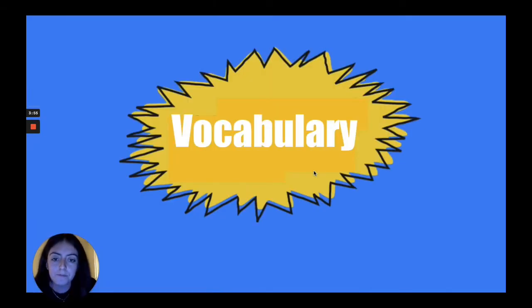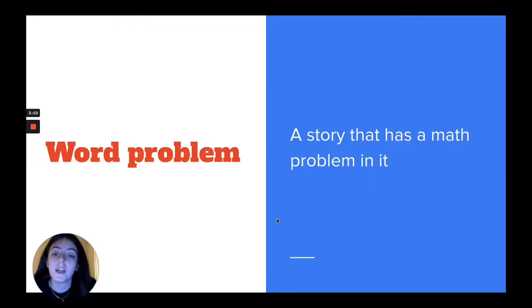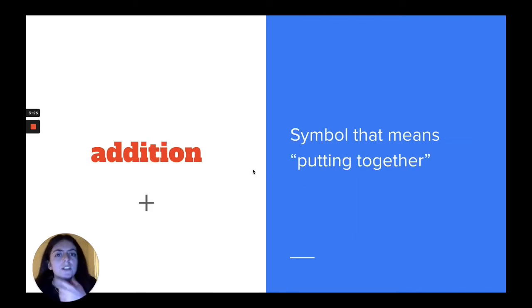So let's talk about our vocabulary. A word problem is a story that has a math problem in it. It's going to be kind of like a story telling us some characters that have things or they don't have things. And it's our job as detectives to solve these problems. So in our word problem, it's really important that you think about the information that is given, and we'll talk more about that. Addition. What is addition?